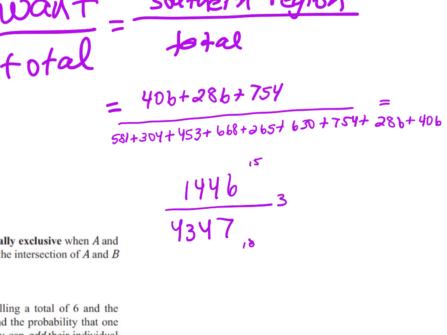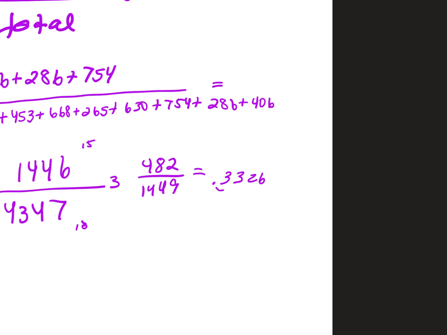So guys, what's 1446 divided by 3? Where's my calculator? You get 482 over 1449. All right, what if I said to you, that's great and all, but I want this as a percent. How would you find that out? Divide. So what's 482 divided by 1449? 0.3326, all right? Well, what is that as a percentage? 33.2%. You just do it to the nearest.